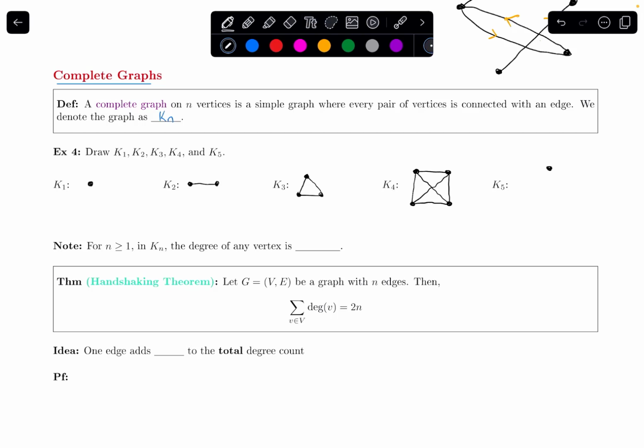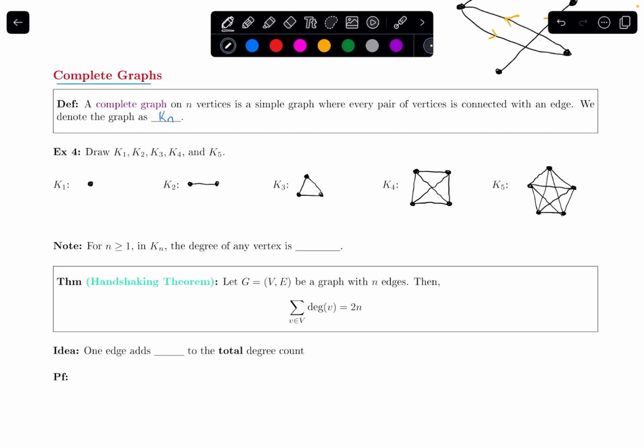K5 has five vertices. So let me draw 5, and then I connect each pair. So let's connect this one to all the others, connect this one to all the others. I'll connect this one to all the others. And now there's one pair left to connect, and we got K5.